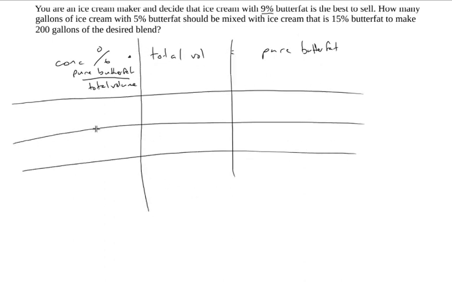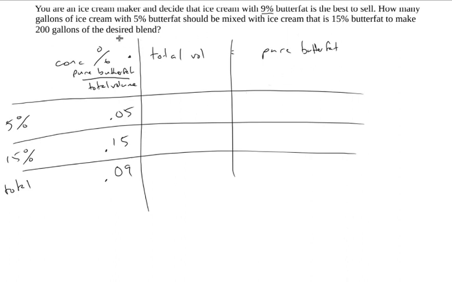Alright, so I'm mixing 5% with 15%, and my total here, I want to be 9% butterfat. So 0.09, this should be 0.15, and this should be 0.05. Whenever I'm writing any percents down, I want to write them as a decimal, rather than keeping that percent symbol in there, because that'll just mess up where my decimal place should be.